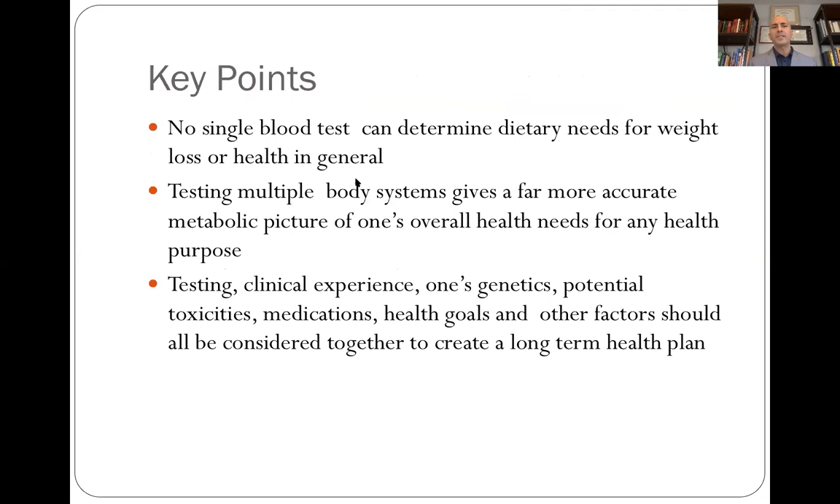So some key points: no single blood test can determine your dietary needs for weight loss or health in general or whatever the problem is. Testing multiple body systems at a time is far more accurate than specialists just using their specialized tests. So blood detectives will always look at a conglomeration of tests in context with the conversation with the patient, their genetics, their lifestyle habits, and other important considerations. So testing, clinical experience, genetic potential, toxicities, medications, health goals, all are considered to create an overall health plan.